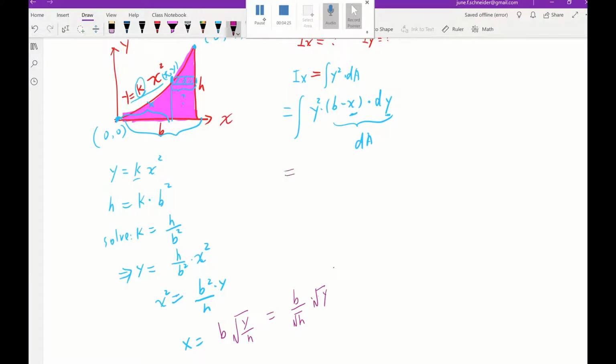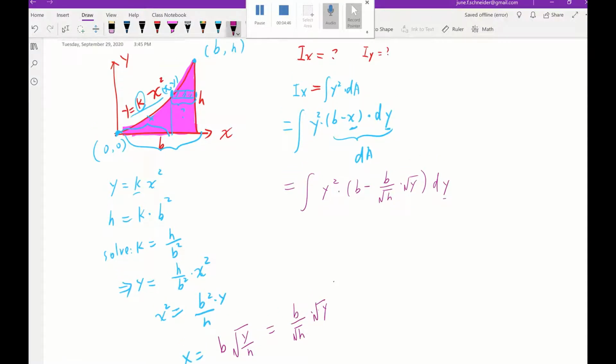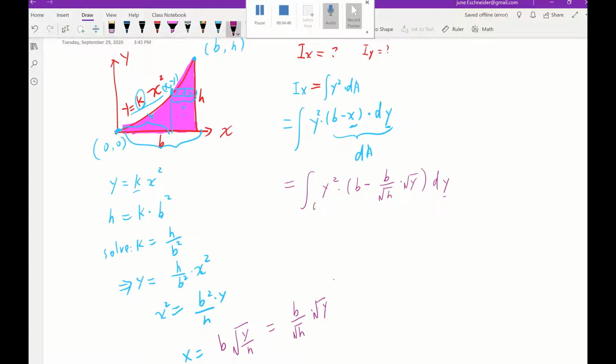Okay, so that's what we have for x. Then we can plug into this equation here. We'll have y squared, then b minus x. X will be b over the square root of h times the square root of y, then dy. Okay, so far so good. We are integrating with respect to y, and our y ranges from 0 to h for this problem.